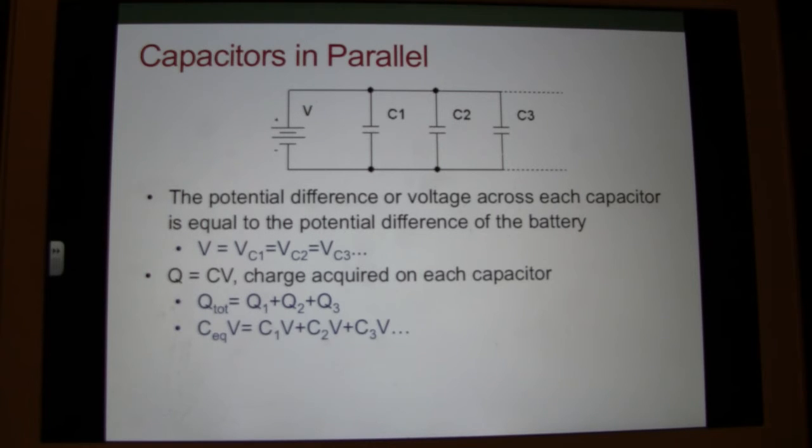Substituting the formula Q equals CV, we will come up with a formula for total charge, which is CEQ, or the equivalent capacitance, times the voltage equals C1 times V plus C2 times V plus C3 times V. Because the voltage is constant, we can cross it out of the equation, and we find the new equation for equivalent capacitance, or total capacitance, in parallel, which is CEQ equals C1 plus C2 plus C3, the sum of the individual capacitances.